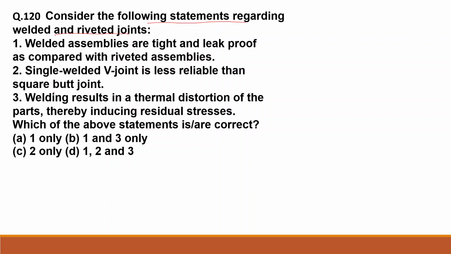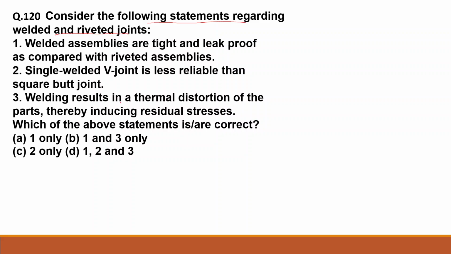Okay, after that I will be going for single welded V joint. Single welded V joint is more reliable than square butt joint. Single welded V joint with backing strip is more reliable than single welded V joint without backing strip. Double welded V joint is more reliable than single welded V joint with backing strip. The cost also increases with the reliability of the joint.